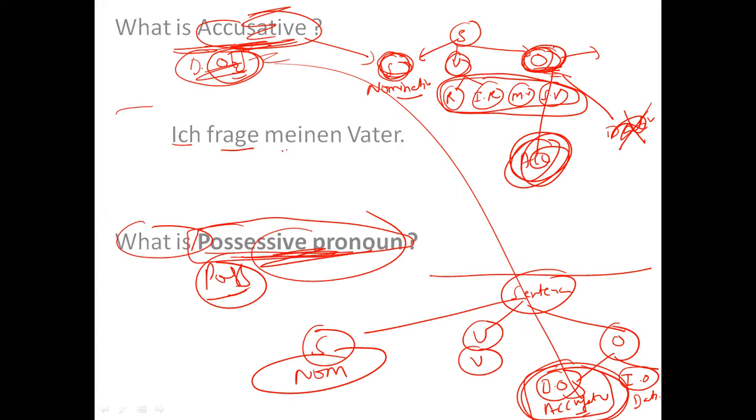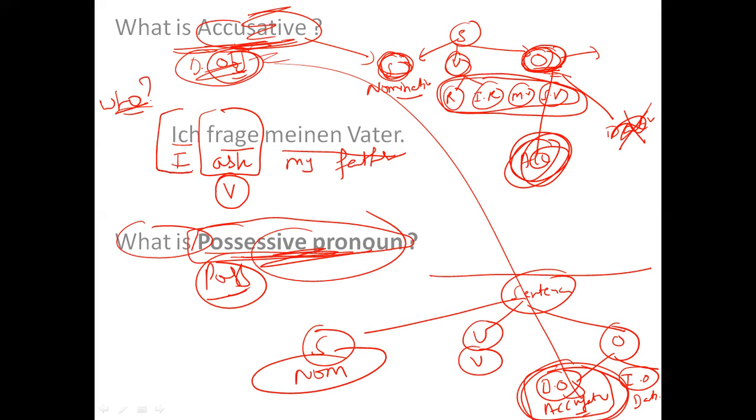Ich frage meinen Vater. That means I ask my father. If I analyze this sentence, ask is the verb. Who is asking? The answer to who is always the subject. I am asking, so this I is the subject, that means nominative. Then what is the object? My father is the object, and this object is accusative.